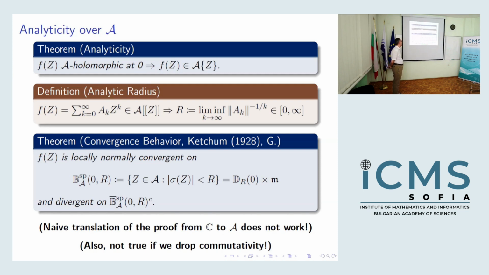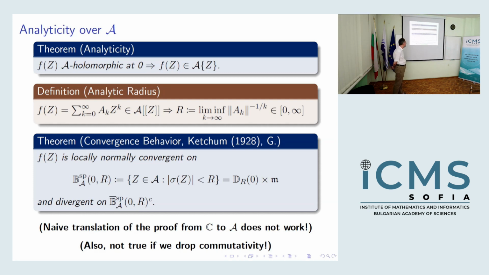So these are all elements of the algebra such that their spectral radius is less than R. And this is, as a subset, just a cylinder. This is just the disk times the maximal ideal, so just literally a cylinder. And moreover, this f is actually divergent outside of the spectral closure. No statement on the boundary behavior at this point.